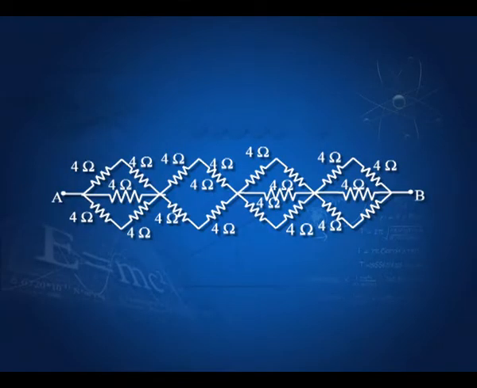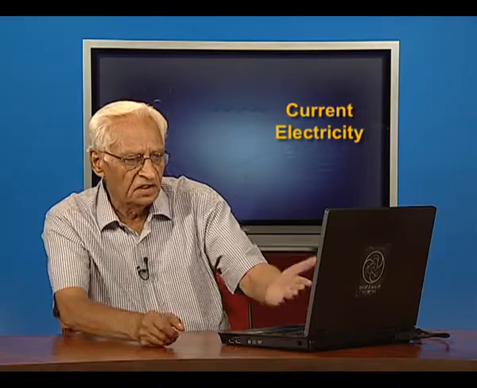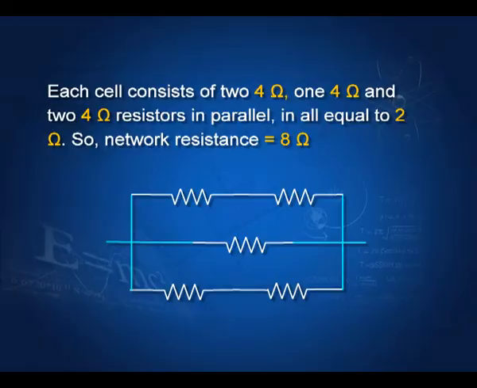Another very complicated looking network, but it is not really complicated. Each cell of this network is actually 2 resistances in series, 2 here in series, and then they are in parallel with this. So, this series is in parallel with this, and this series is in parallel with this, and we can find out this is 4 plus 4, 8. This is also 4 plus 4, 8. This is 4.